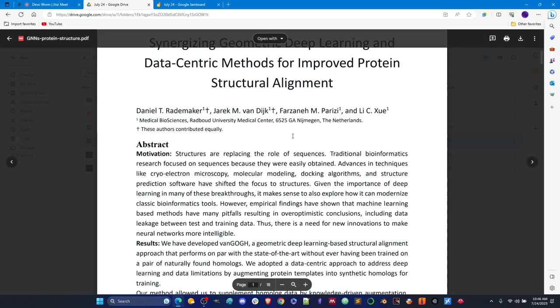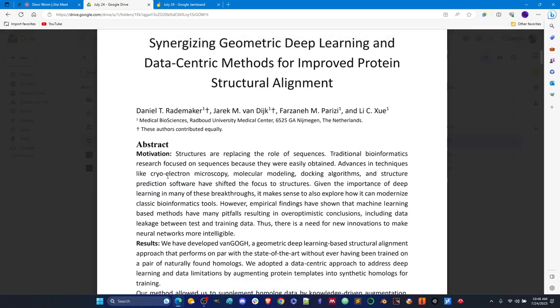So this is what they mean by this sentence. Traditional bioinformatics research focuses on sequences because they were easily obtained. Again, you can get sequences from studies. There are ways you can do mass sequencing, so it's cheap to do sequences. It's not so cheap to do structural analysis. And so this is why you can get sequences more readily than structure.